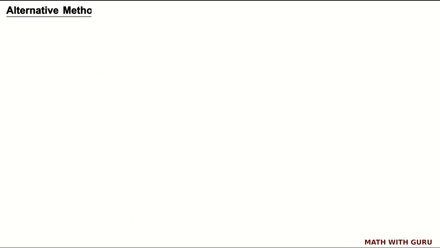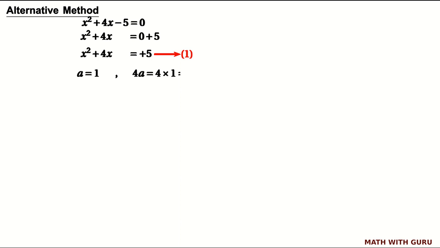There is an alternative method. Consider the equation x squared plus 4x minus 5 equals 0. Bring 5 to the right hand side. Now, take this as equation 1. The coefficient of x squared here is 1. A equals 1. Find 4a. 4 into 1 equals 4.